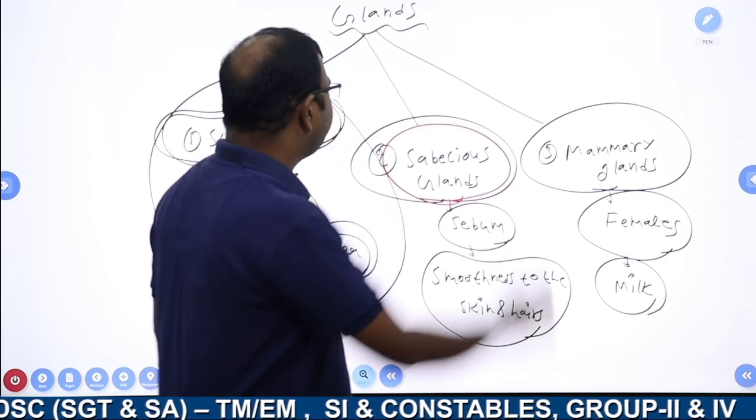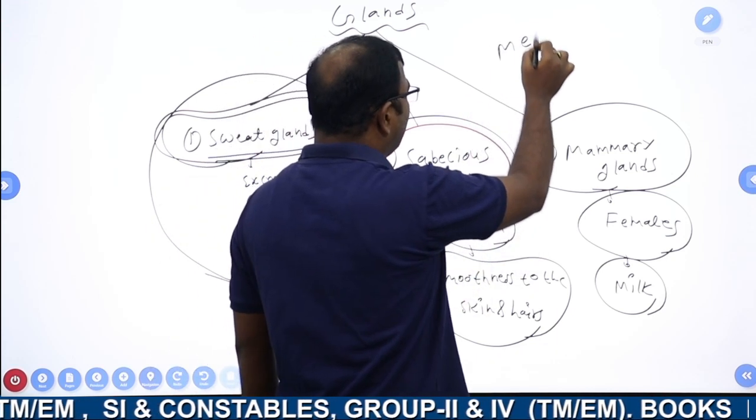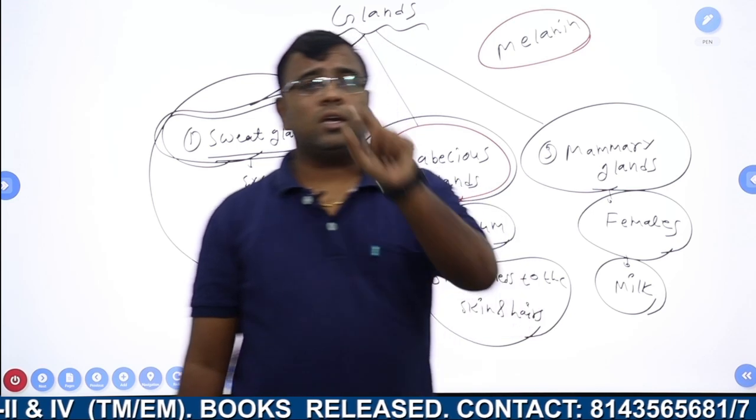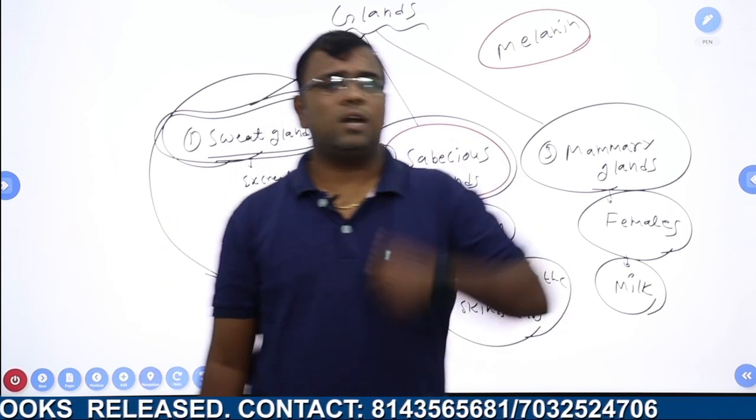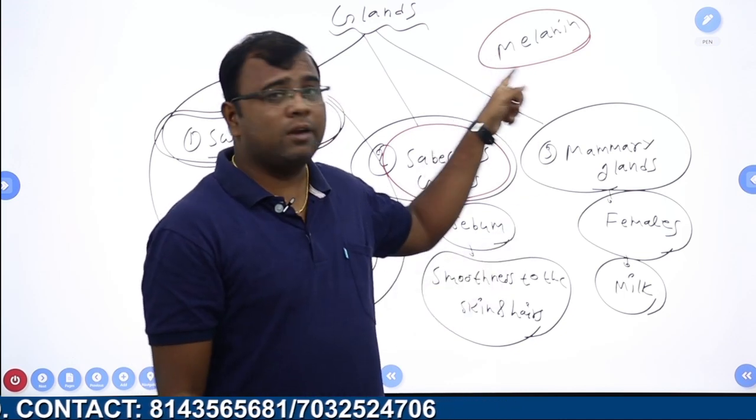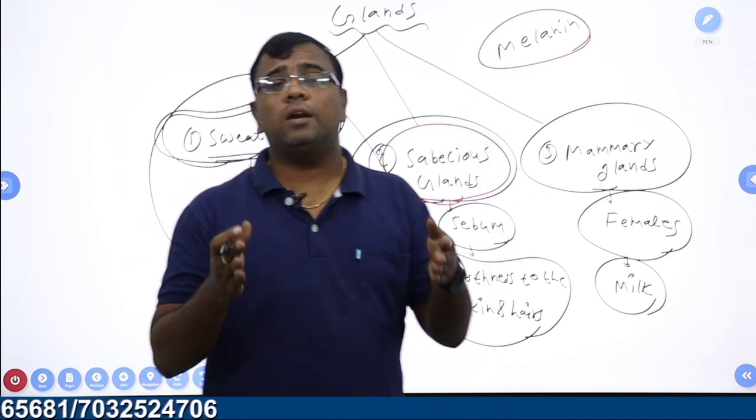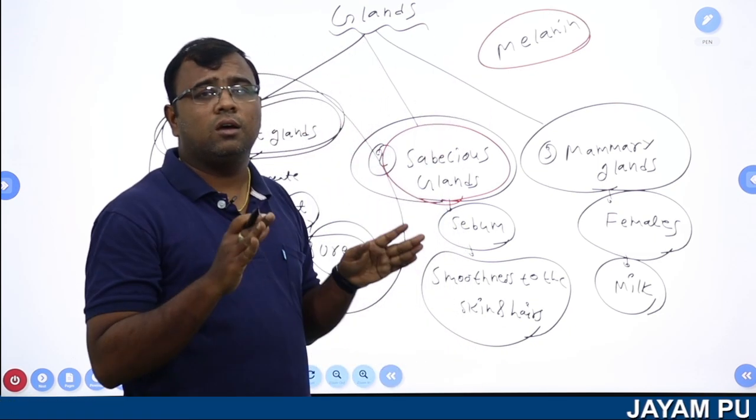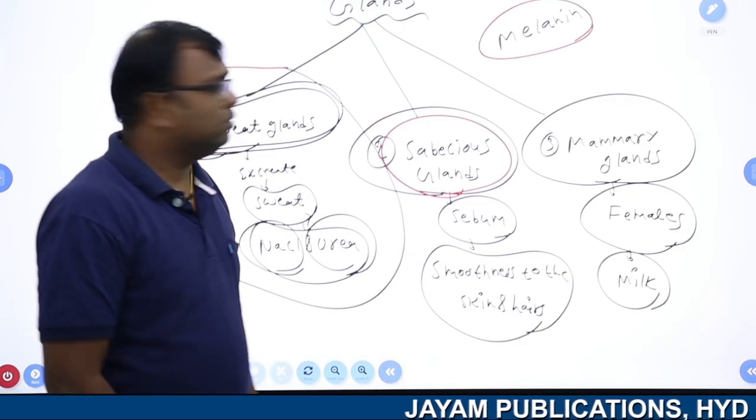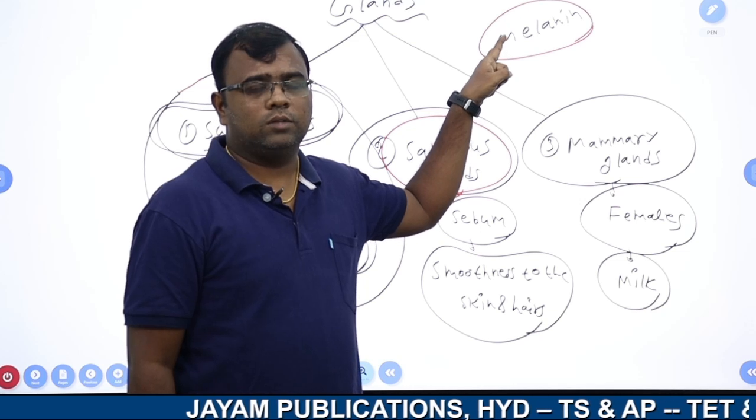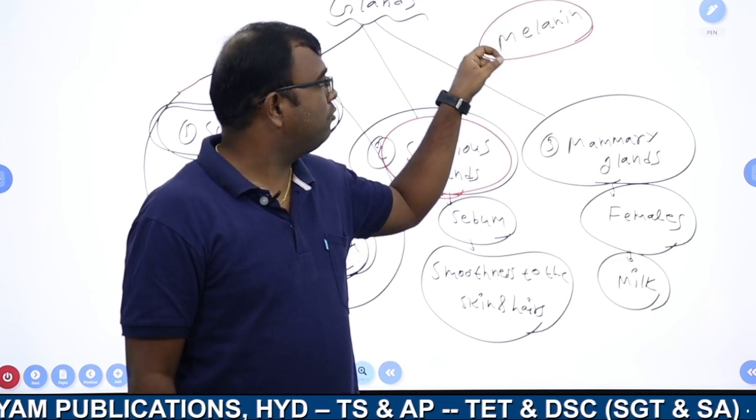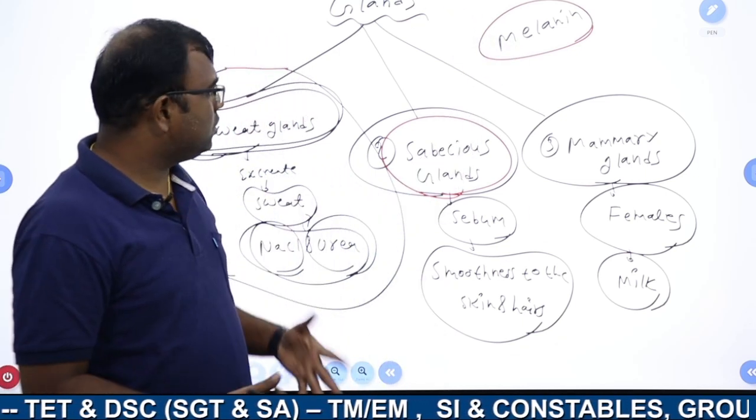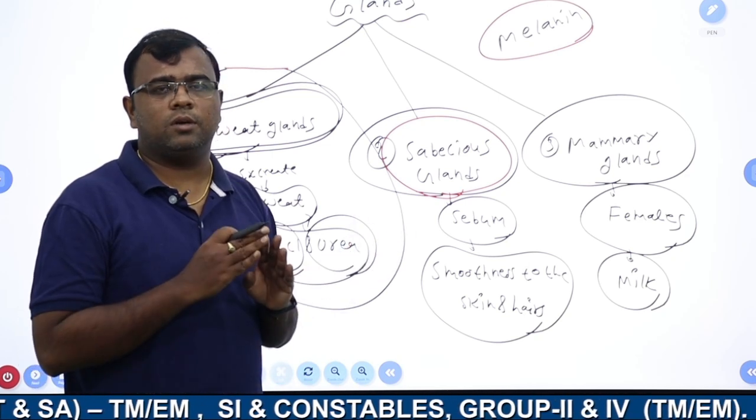And next goes to melanin. The skin has color because melanin is present. This is the melanin. The skin has color because of the presence of one pigment, also called melanin. Okay, this is the skin topic. The skin chapter is closed.